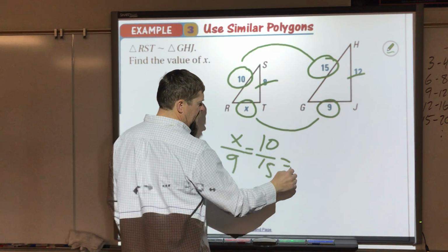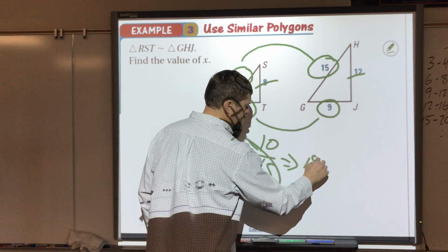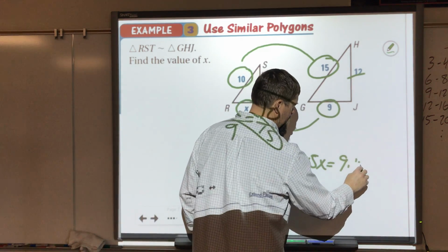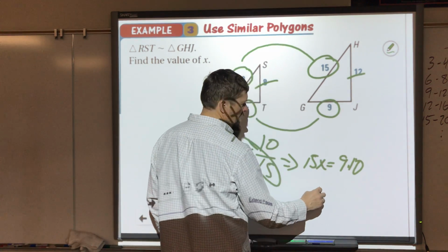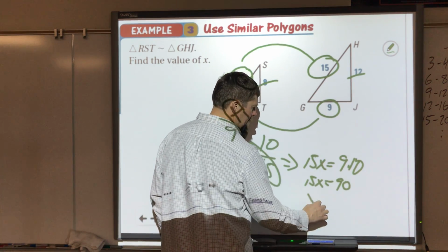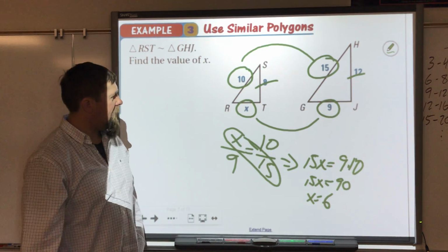Cross multiply, I get 15x equals 9 times 10, which is 15x equals 90. X is equal to 6. Okay, so x is 6.